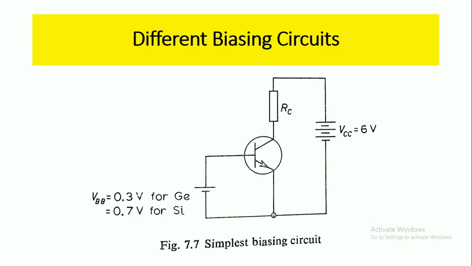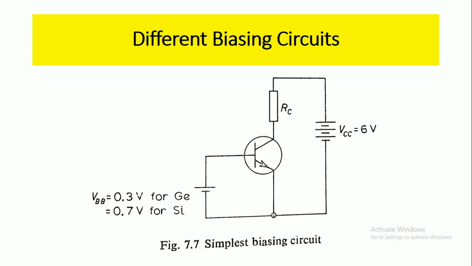And the collector base junction is reverse biased, so we need some voltage like 6 volts. So when the transistor input section is forward biased and the transistor output section is reverse biased, the transistor will be in the active region. But forward biasing of the emitter base junction and reverse biasing of the collector base junction like this is not a practical circuit. It is extremely difficult to have a battery VBB of either 0.3 volts or 0.7 volts, so this circuit is never used.